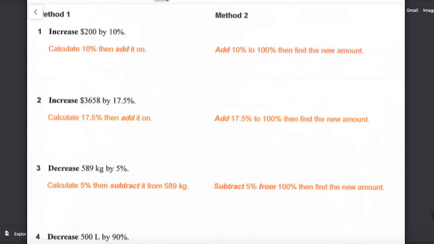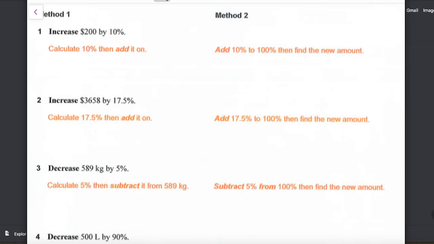So in this video, we're going to have a look at how we can increase or decrease an amount by a certain percentage. I'm going to take you through two different methods. You may choose a method that works best for you, but ideally as you become really strong mathematicians, method 2 will help us be more efficient in our calculations. But let's take a look at method number 1.